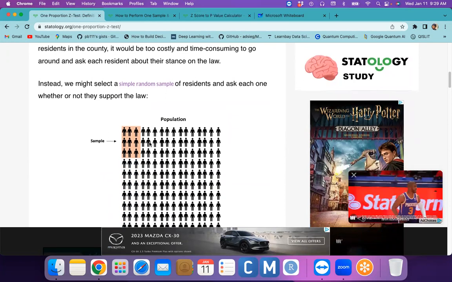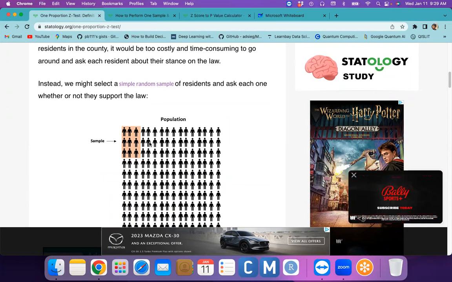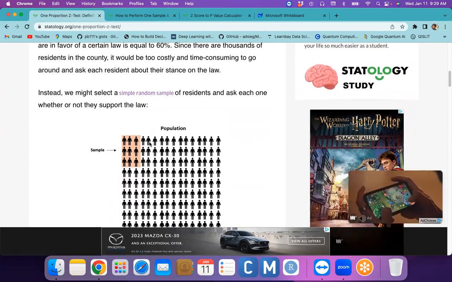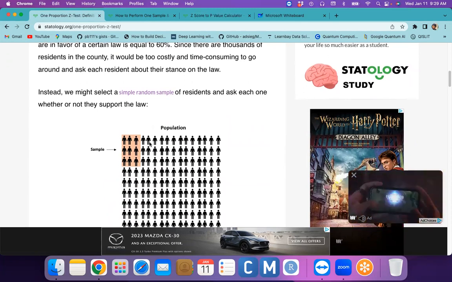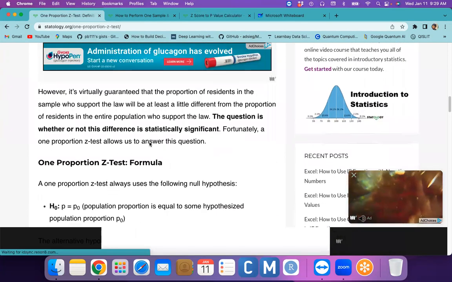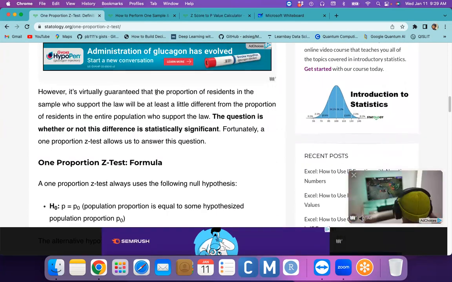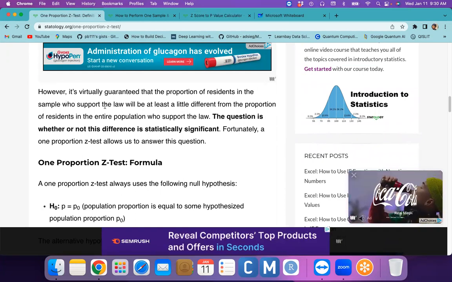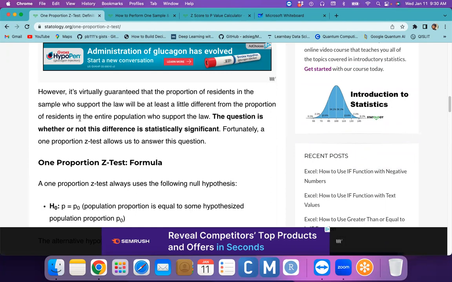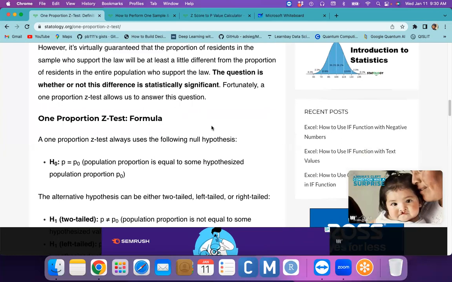Maybe some people can oppose and some people can accept, right? So based upon that acceptance and rejection, we can decide whether to introduce that law or not. However, the proportion of residents in the sample who support the law will virtually always be a little different from the proportion of residents in the entire population who support this particular law.